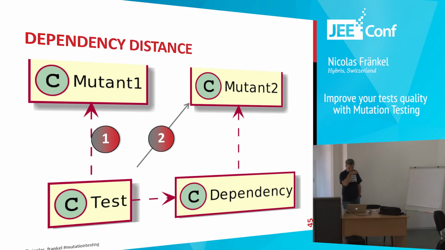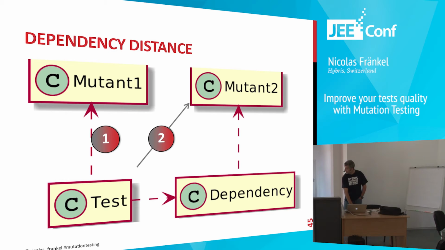We can also set the dependency distance. For example, if my test is using a dependency and this dependency will create a mutant, and here I'm sorry, but this arrow is not right. It shouldn't be there. But if this dependency uses a mutant 2, sorry, and this dependency is using mutant 1, for example, this dependency has a direct distance of 1, where this one has a distance of 2. So we can restrict the dependency.